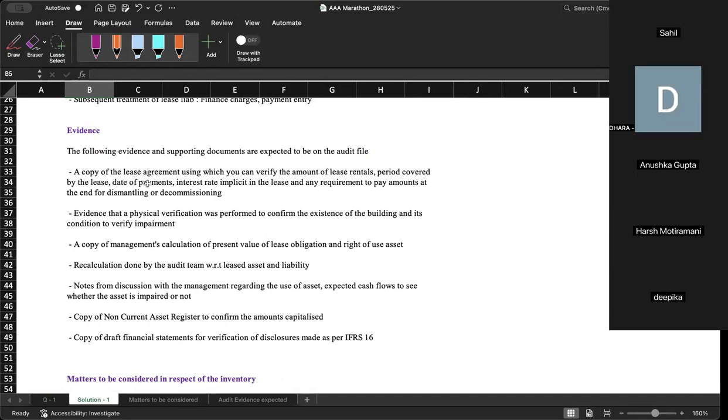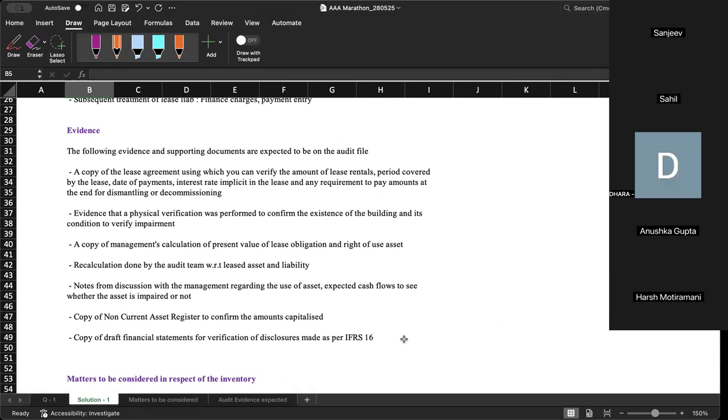Okay. A copy of lease agreement using which you can verify the amount of lease rentals, period covered by the lease, date of payment, interest rate, and so on. Evidence that physical verification was performed to confirm the existence of the building and its condition. We did not say physically verify the existence of the building. We said we need to have evidence that a physical verification was performed. ठीक है. Then copy of management's calculation of present value of lease obligation and right of use asset. So I think one of you mentioned this point.